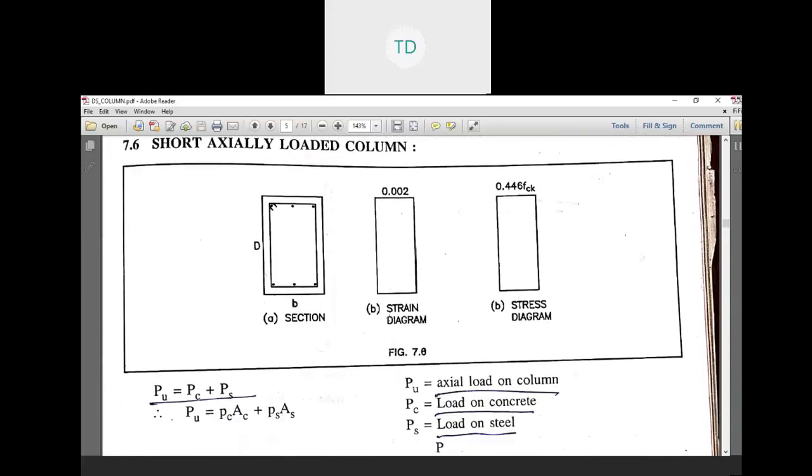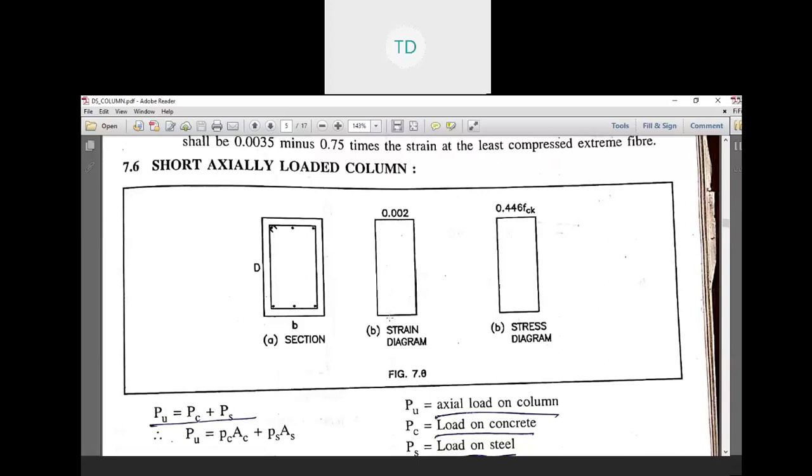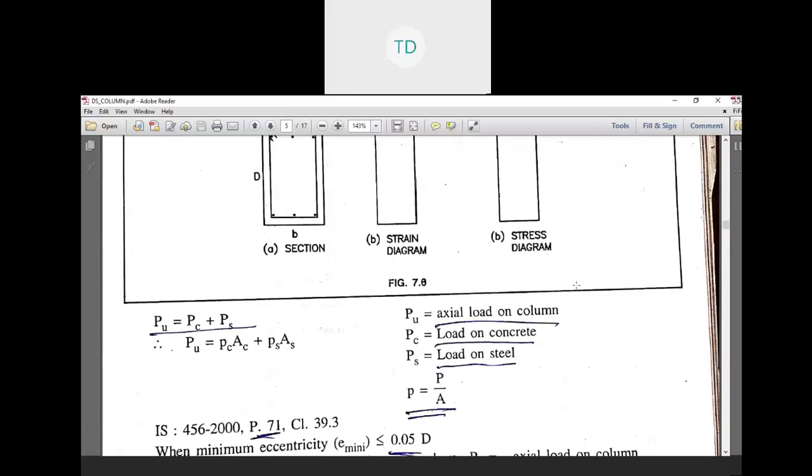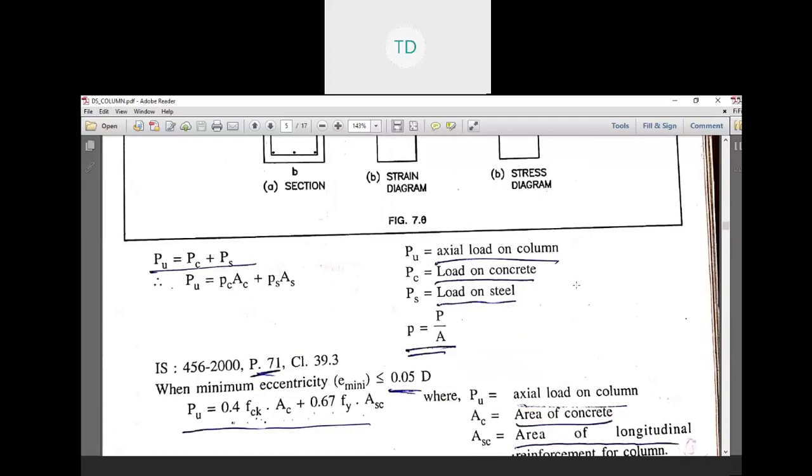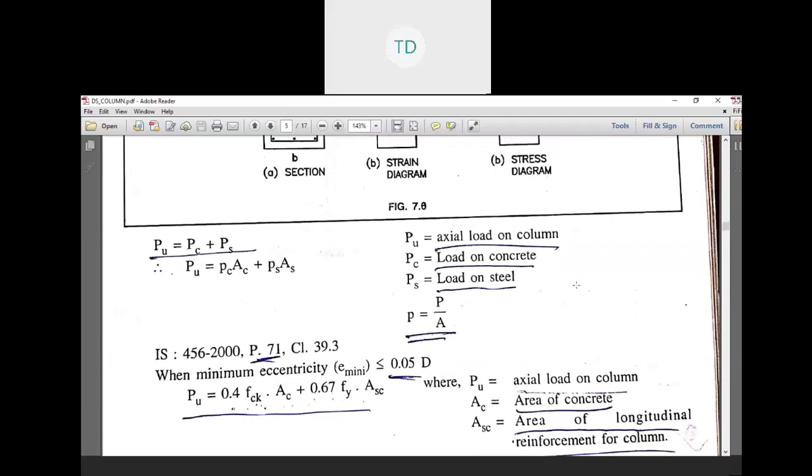Now, short axially loaded column. There is a section. You can see six bars, with some hooks by the stirrups. Strain diagram 0.002, stress diagram 0.446 fck. PU is equal to PC plus PS, where PU is the axial load on the column, PC is the load on concrete, PS is the load on steel. That's why P is equal to stress times A. Stress and strain: IS 456 2000, page number 71.